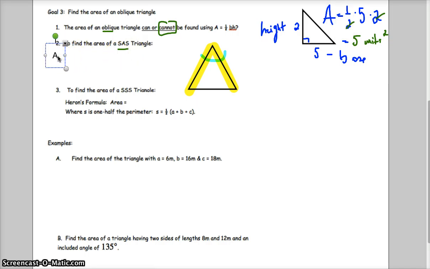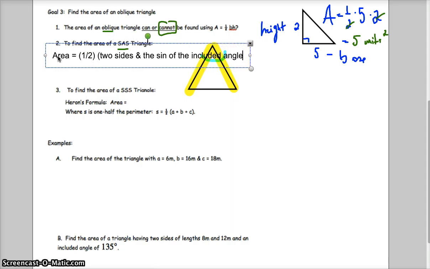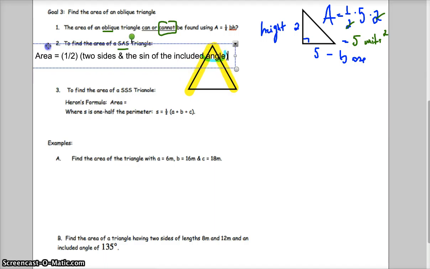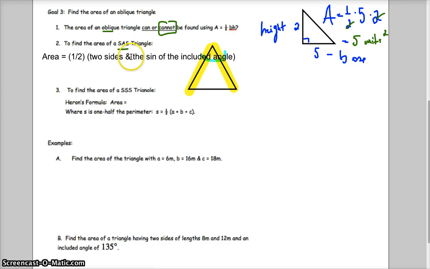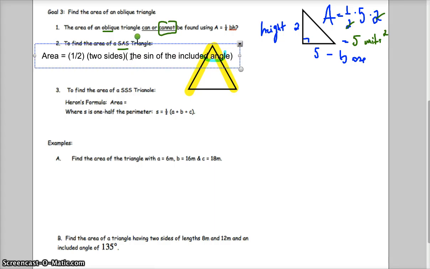So to calculate its area is equal to 1/2 times 2 sides and the sine of the included angle. So the area is equal to 1/2, I should say, the product of the two sides times the sine of the included angle.